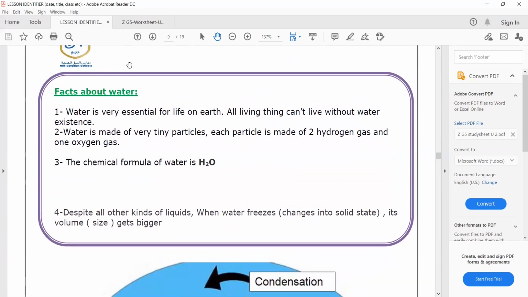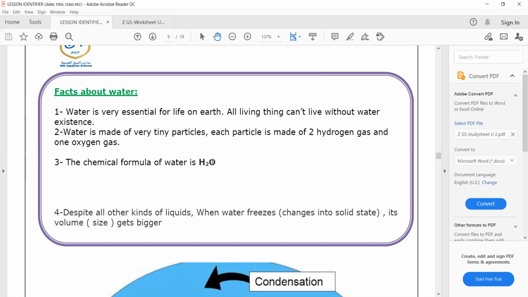Let's talk about some facts about water. First, water is very essential for life on Earth. All living organisms cannot live without water. Second fact, water is made of very tiny particles, like any material. The water particle consists of two hydrogen and one oxygen. That leads us to the third fact, which is the chemical formula of water, H2O.